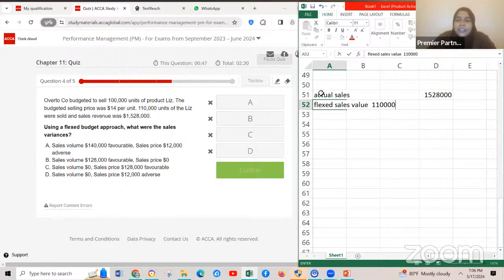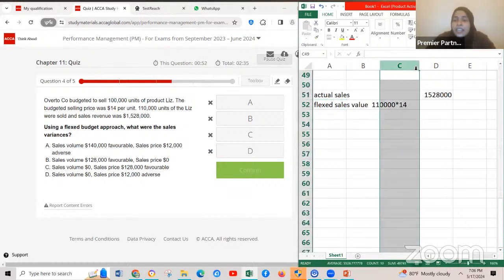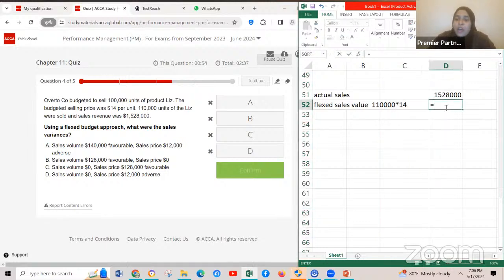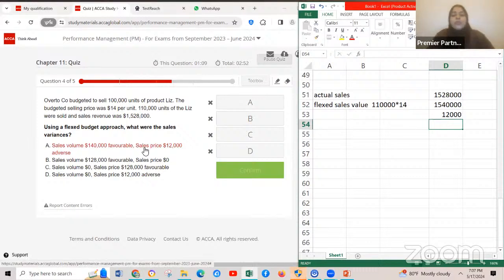Actually, you sold 110,000 units. If you sold it at 14 each, your budgeted selling price was 14, right? If the actual units were sold for the budgeted selling price, what would your revenue be? 1,540,000, but the actual was lesser. By how much? By 12,000. So it's a sales price variance of adverse 12,000, because the actual price has been different. Oh wait, sales volume variance is not there. There is no sales volume variance.